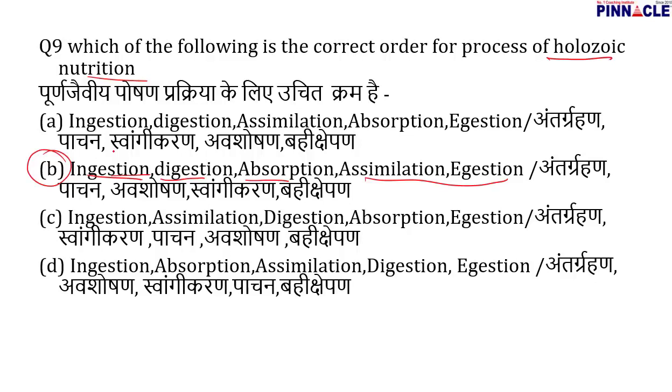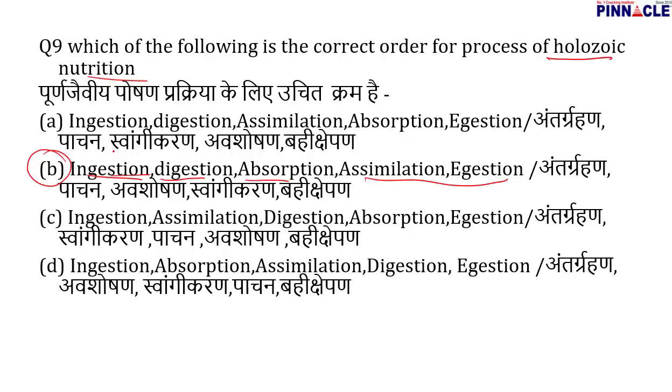Then the next step is digestion. In digestion, there is a breakdown of complex organic food into simple food, and this digestion occurs with the help of enzymes. After digestion, another process is absorption. So this is the process in which the simple and soluble nutrients get absorbed in the blood. And after absorption, we have assimilation. In assimilation, the absorbed food is being utilized for the metabolic processes which an organism performs.